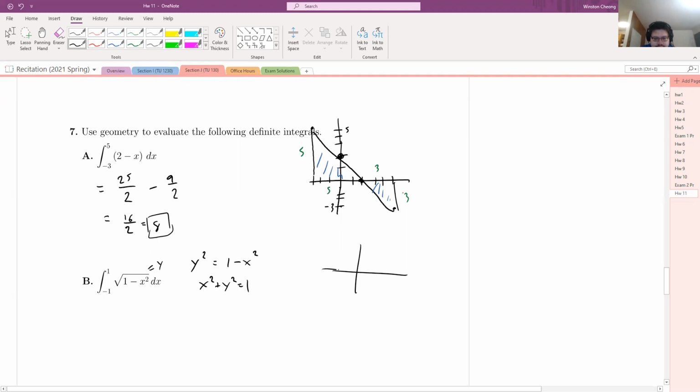And so all we need to do is, if we were to draw what this problem is actually asking us to find, well, it's asking us to find the area of half of a circle. So that's 1/2 pi times r squared, but r in this case is 1. So the area we end up getting is pi/2. Okay. Any questions so far?